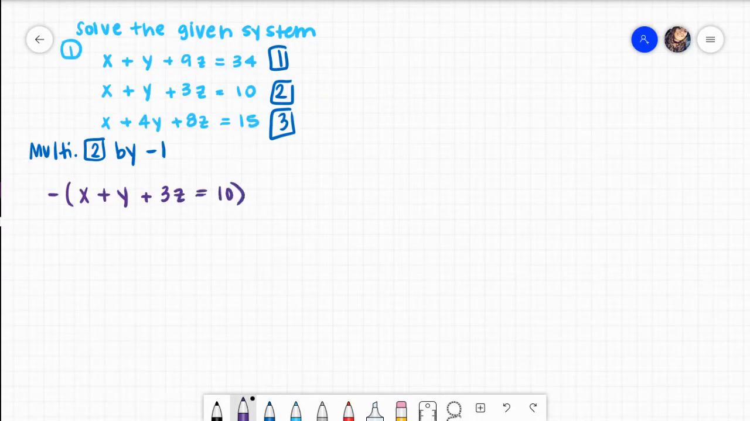Right? Do you agree with me? That's me multiplying equation 2 by a negative 1. Because there is something touching the parenthesis, that means that I'm going to distribute. And yes, you do even distribute that constant on the end, okay?